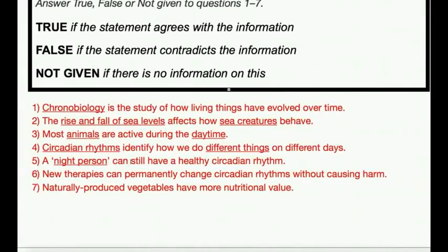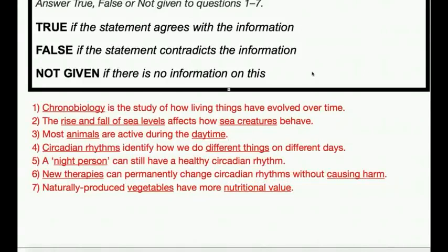And statement 6, new therapies can permanently change circadian rhythms without causing harm. So for this one we could look for new therapies. We could maybe look for causing harm as well, something about causing harm. Statement number 7, naturally produced vegetables have more nutritional value. So something about vegetables. Maybe we need to look for nutritional value as well.